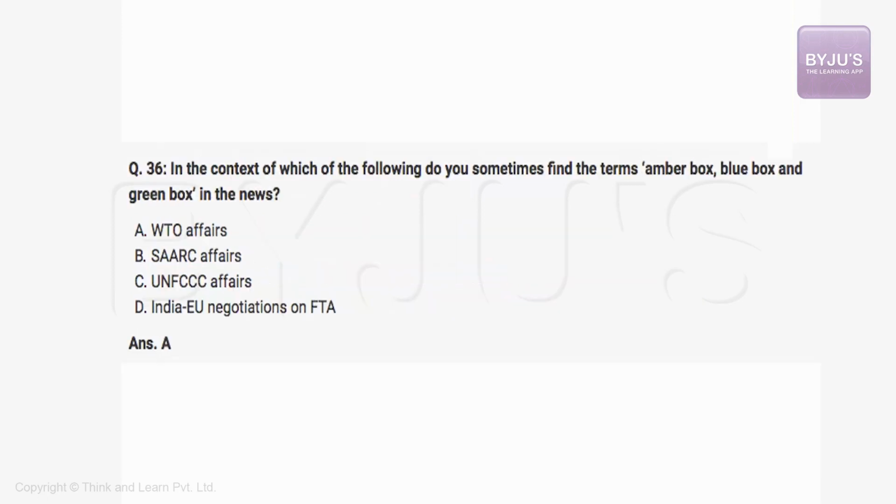So these are all category A questions. The moment you see it, you're so happy, right? In the context of "in the news" again, the moment you hear "in the news," it's a pakka easy question, right? So amber box, blue box, green box, where have you heard? If you have studied even basics of economics, you will know it's part of WTO. Answer is clear, move on, right? So these are very, very easy hooray questions. The moment you see these questions, you should have a smile on your face, right? And answer the question, move on.